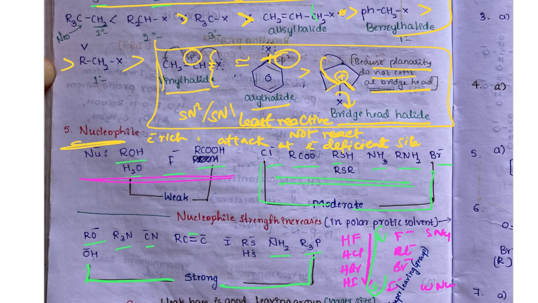This question is asked many times in all competitive exams, so we have to focus on this. In polar protic solvent, the nucleophilic order is: F minus is least, then Cl minus, Br minus, and the highest is I minus. That's why I minus is stronger in the order compared with F minus, which is least. In polar aprotic solvent, this order reverses: F minus, Cl minus, Br minus, I minus becomes F minus strongest down to I minus. You have to copy this order in your notebook and practice repeatedly. Very important.